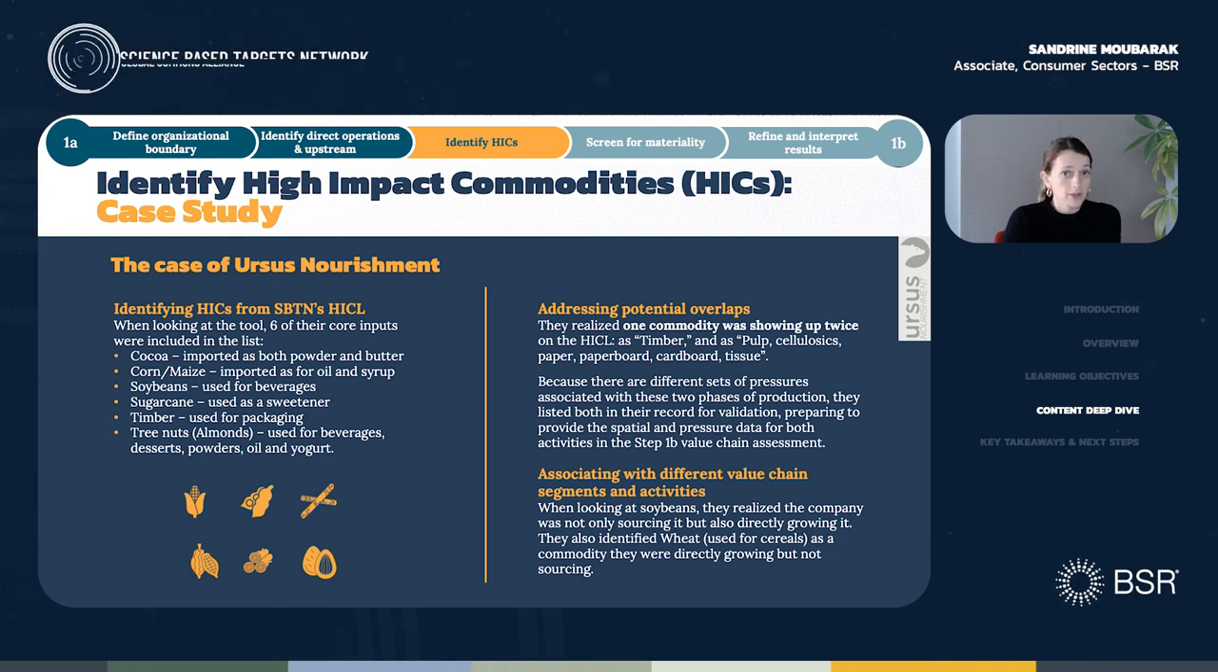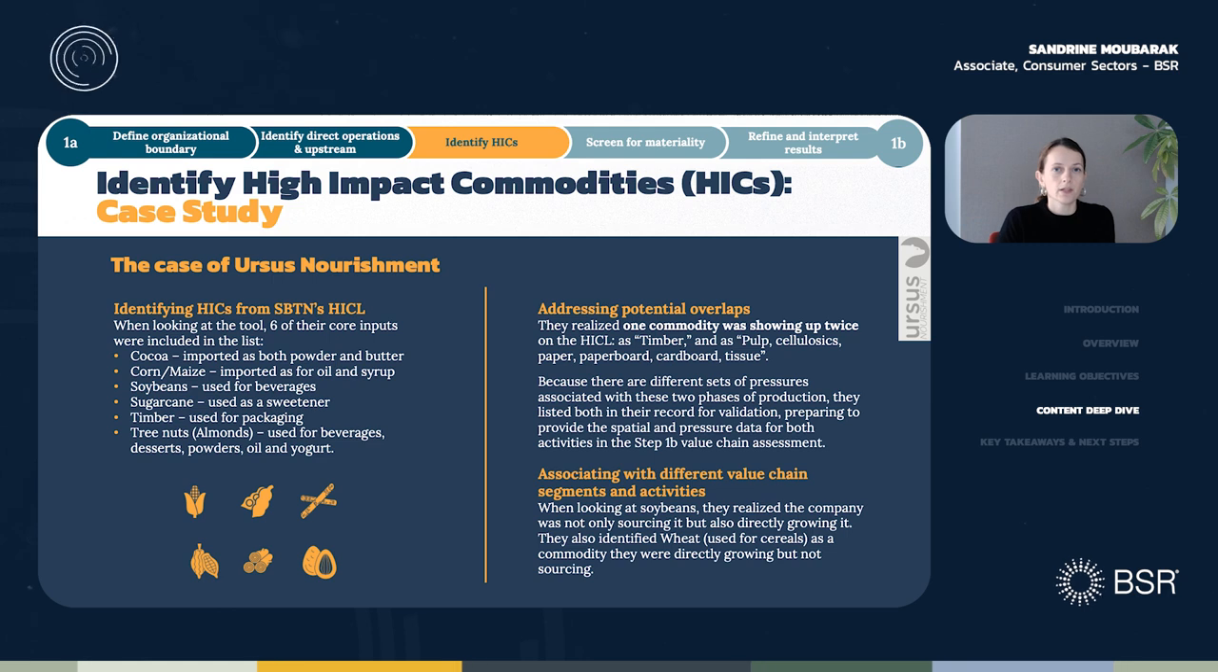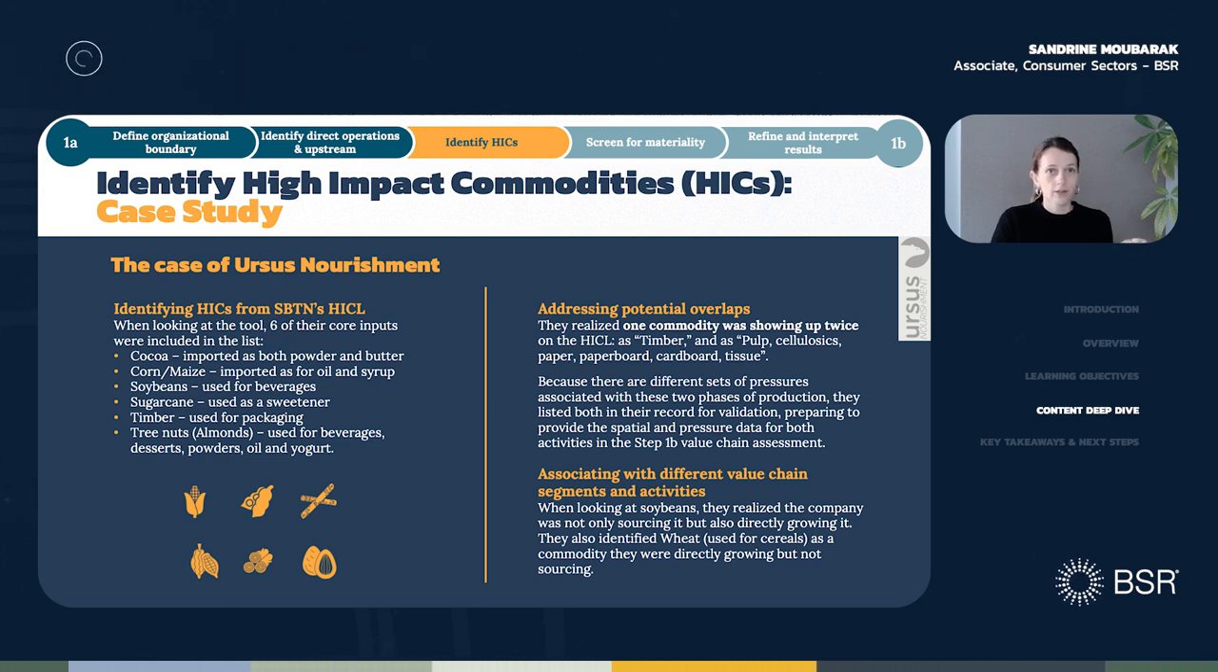So to get started, the Ursus team reviewed its procurement sheet for any commodities that were derived from or contained high-impact commodities and found that 6 of their core inputs contained high-impact commodities. These are cocoa, corn or maize, soybeans, sugarcane, timber, and tree nuts, almonds.